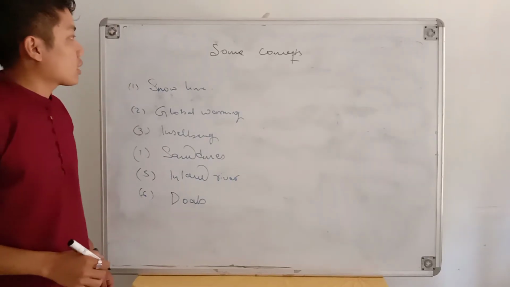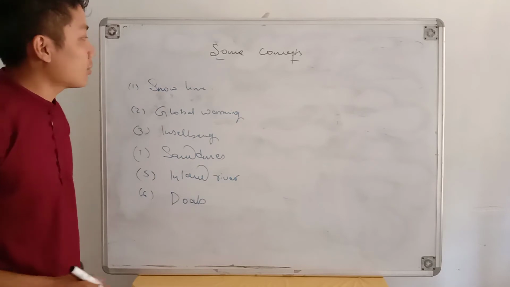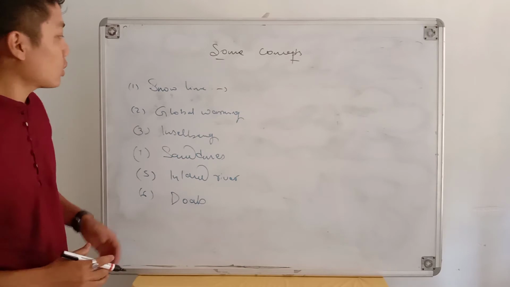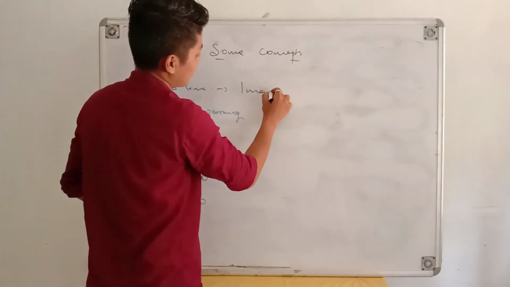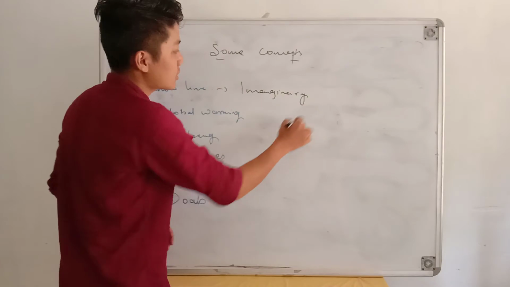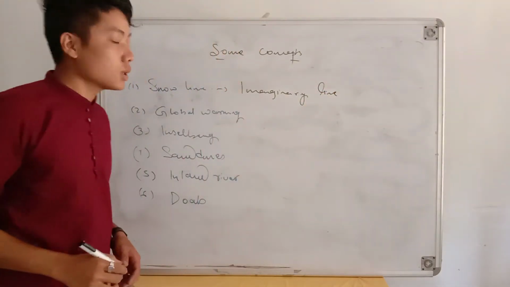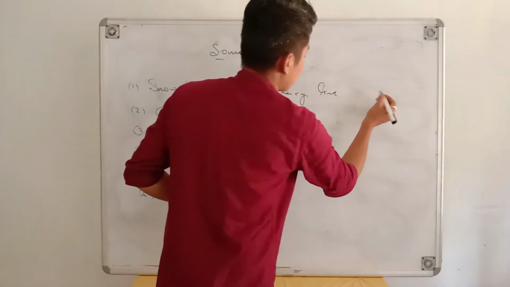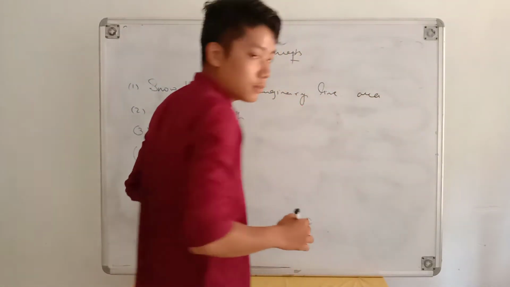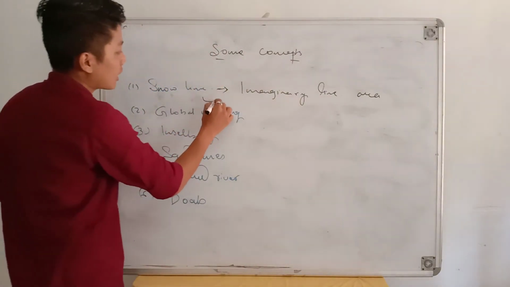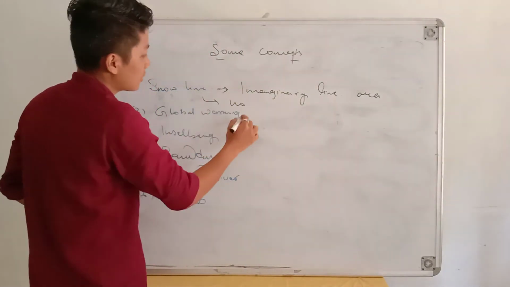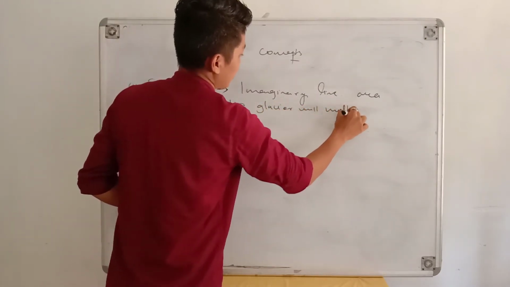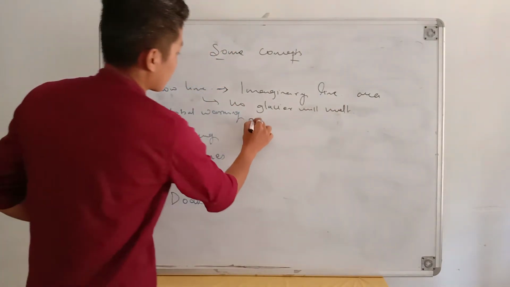Now at last I will discuss some concepts from chapter 1. The first one is snow line. What is a snow line? It is an imaginary line in the map of the world which connects the areas consisting of perpetual snow. Above the snow line, no glacier will melt.